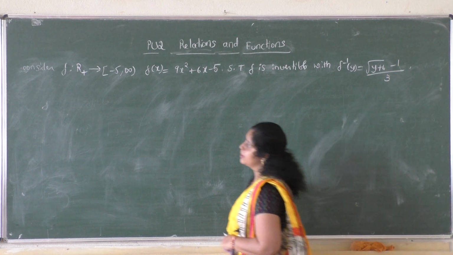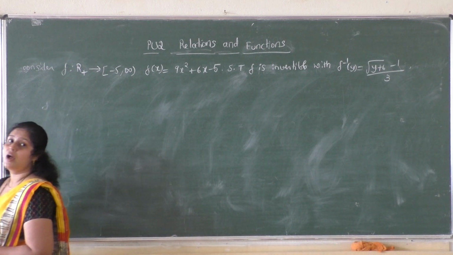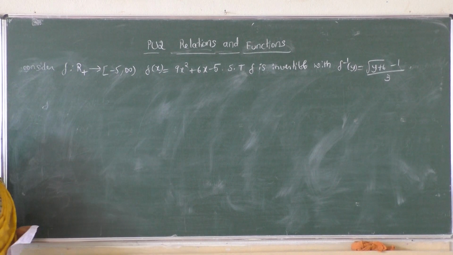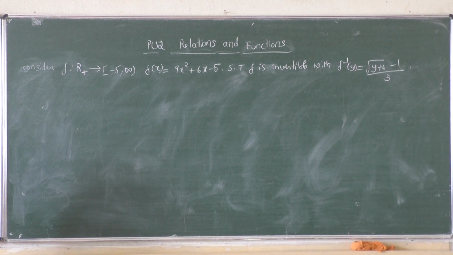3. So consider f from R plus, which is non-negative real numbers, to the half open interval minus 5 to infinity. Then f of x is 9x square plus 6x minus 5. Show that f is invertible with f inverse of y equal to (root y plus 6 minus 1) divided by 3. Okay, let us write.